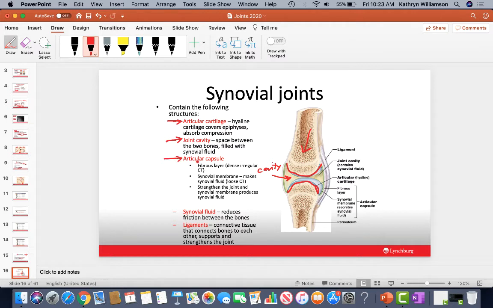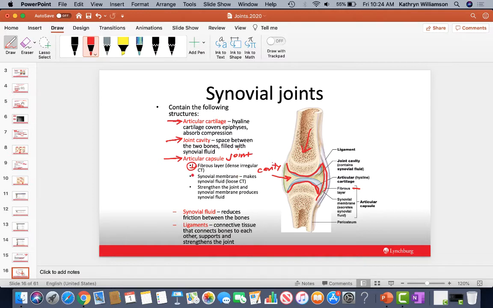We've got the articular capsule, or what we would call the joint capsule, and this is two layers. The outermost layer is going to be the fibrous layer, and that's dense irregular connective tissue. I'm not drawing too well on this picture here, but the fibrous layer of the articular capsule is going to be your dense irregular connective tissue.